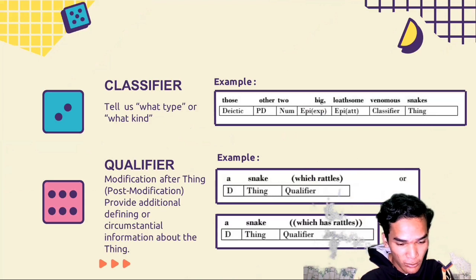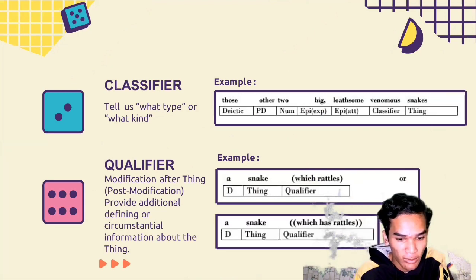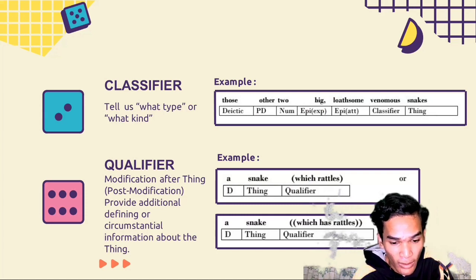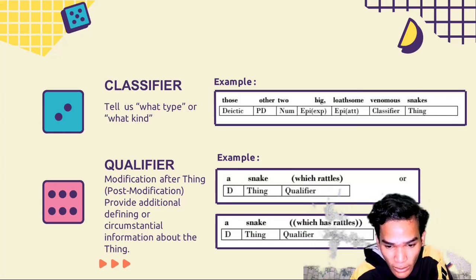Next. Okay, classifier tells us what type or what kind. This is the example: these are the two big some venomous snakes. These is deictic, other is post-deictic. Two is numerative, big is epithet. Some is epithet, venomous is classifier, snake is thing.